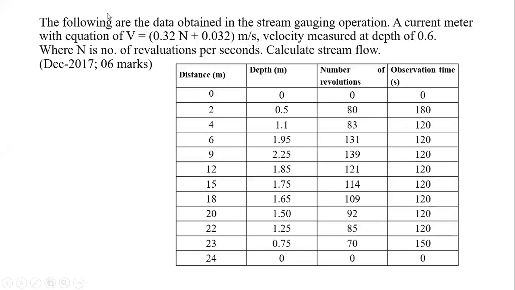it was asked in December 17, 6 marks. Firstly, listen. The following are the data obtained in the stream gauging operation. A current meter with an equation of velocity v equals 0.32 times n plus 0.032 meters per second. The velocity is measured at a depth of 0.6 meter, where n is the number of revolutions per second.